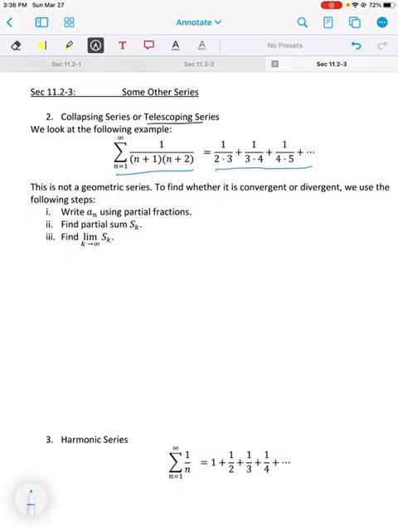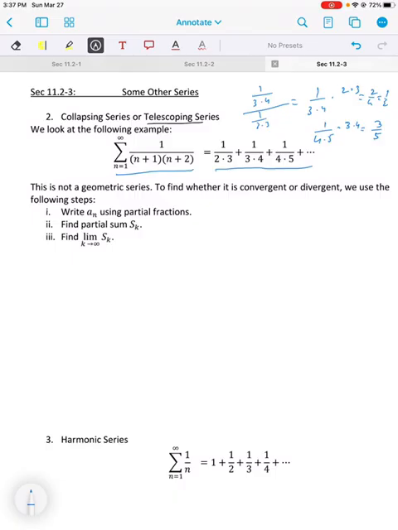If you try to find the ratio of the first two terms, take the second term, which is 1 over 3 times 4, and divide it by the first term, 1 over 3 times 2. So you get 2 over 4, or 1/2. Now take the third term and divide it by the second term. You notice that you get 3/5, which is not the same. So the ratio is not the same, so this is not a geometric series.